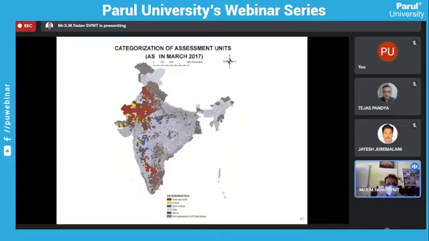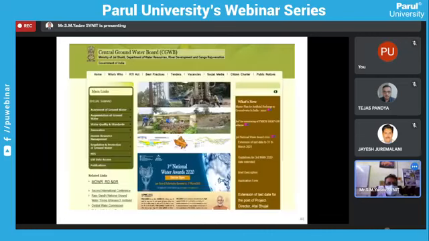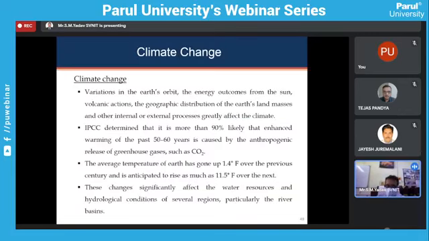In the categorization of assessment units of water resources, you will see all the red areas are dark areas where the water has been over exploited. This is another website of the central government, the Central Groundwater Board, CGWB, where water resources engineers can get employment and work to protect, prevent and recharge the groundwater.